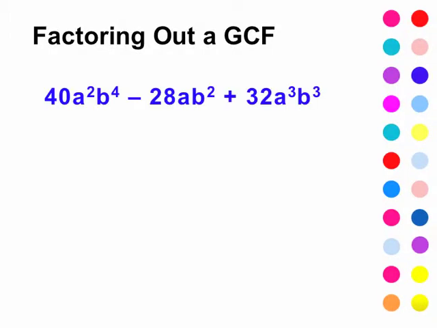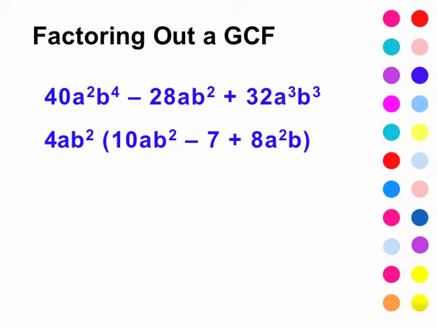In this first example, it is a trinomial because it has three terms. And if we were asked to factor this trinomial, we would look for a common factor that we could take out of all three terms. And so that common factor is 4ab squared.